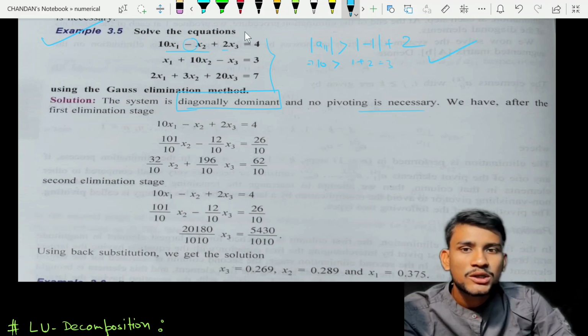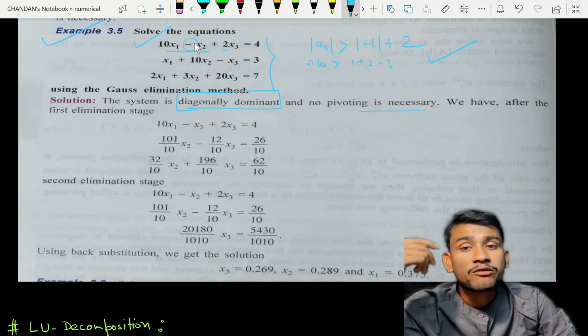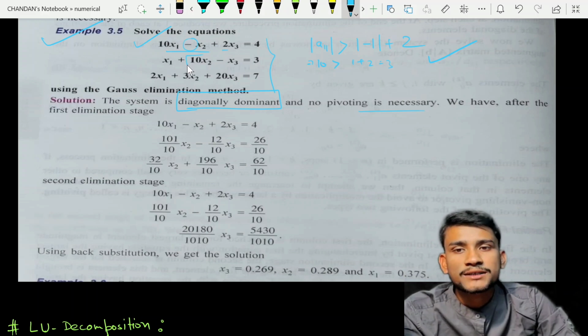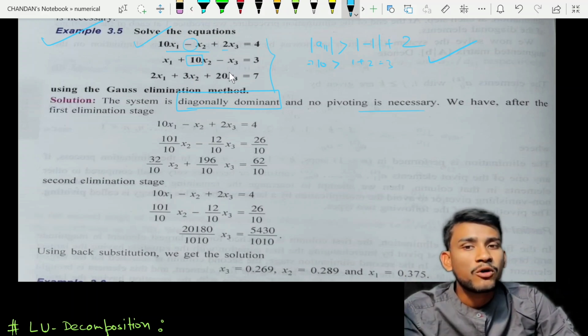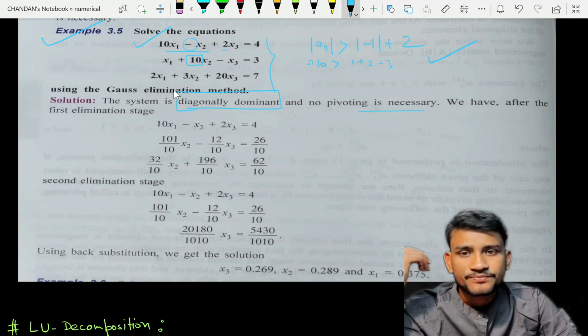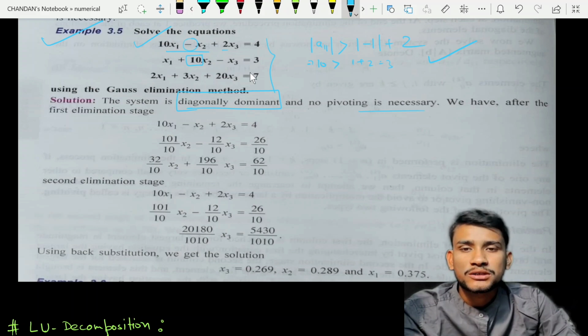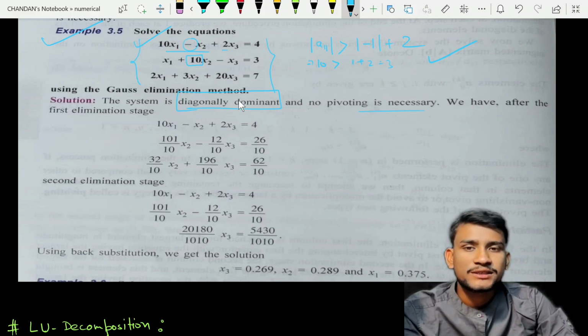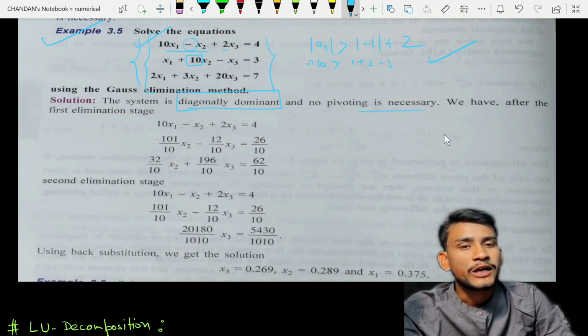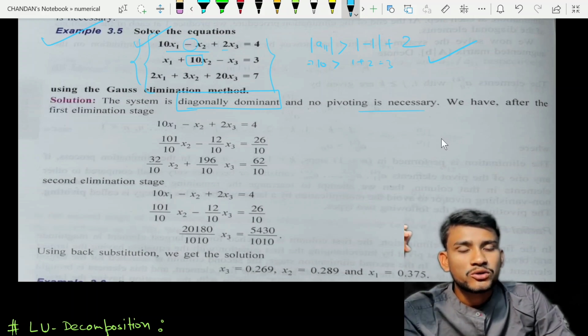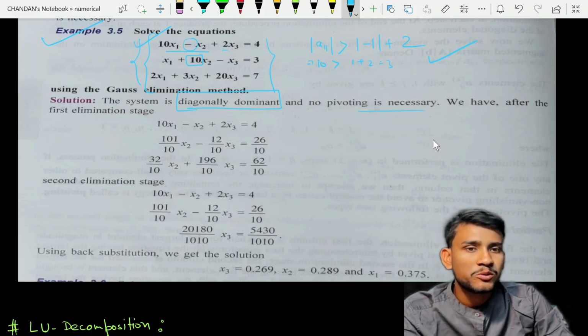That is, this is true. So that means this is diagonally dominant. The diagonal elements are much greater in magnitude than the sum of the other two elements in each row. So if you see this system, then this coefficient matrix is a diagonally dominant matrix. That means we don't need pivoting.